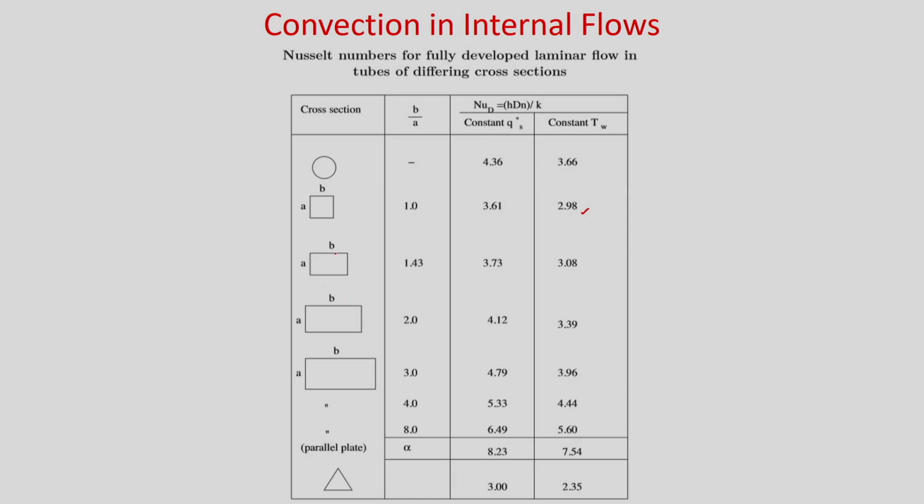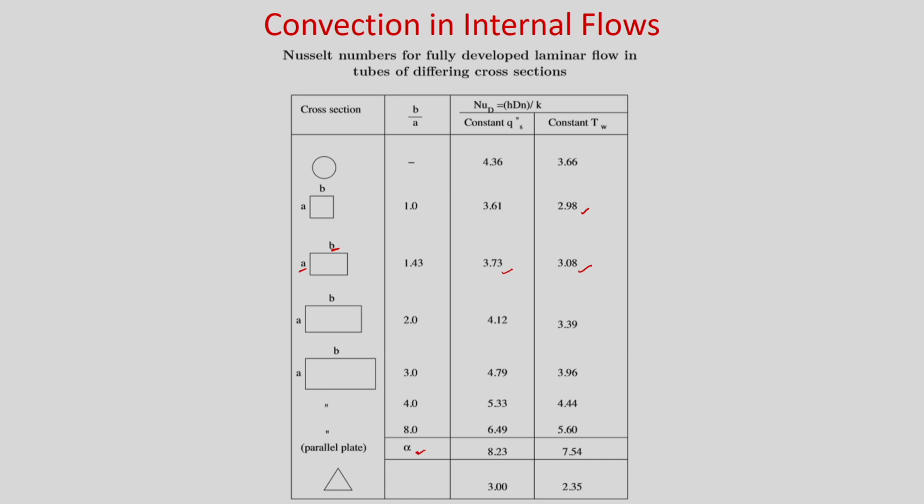Similarly, you see for a rectangular cross sectional channel where B by A is 1.43. Okay. So, B is here, A. So, for this particular case, for constant wall heat flux boundary condition, the Nusselt number is 3.73, and for constant wall temperature 3.08. If you change the B by A ratio, you can see the Nusselt number for two different wall conditions. Now, if it is a parallel plate, that means B by A is infinity.